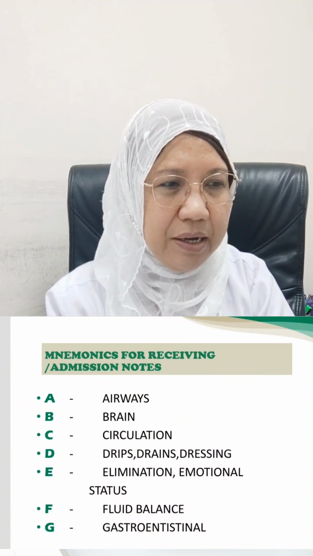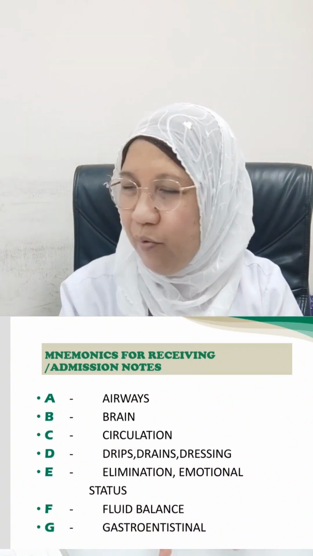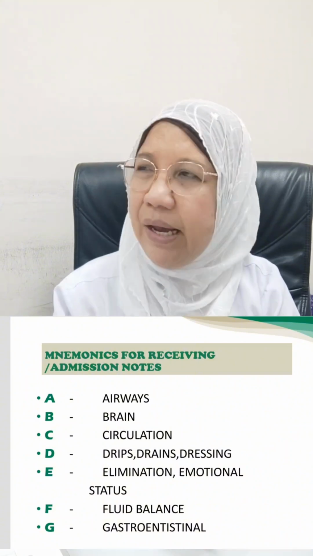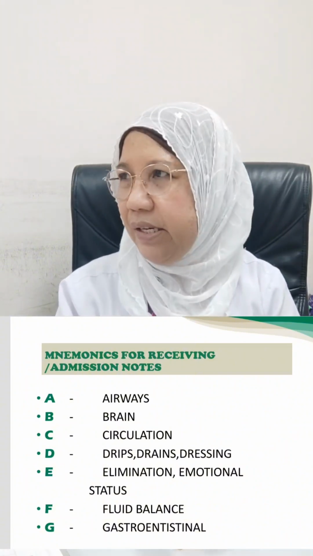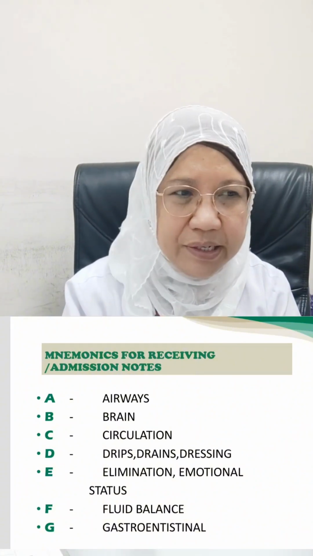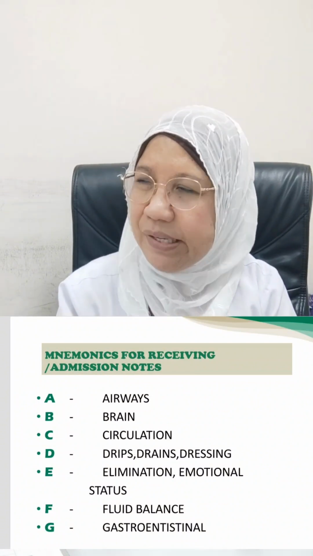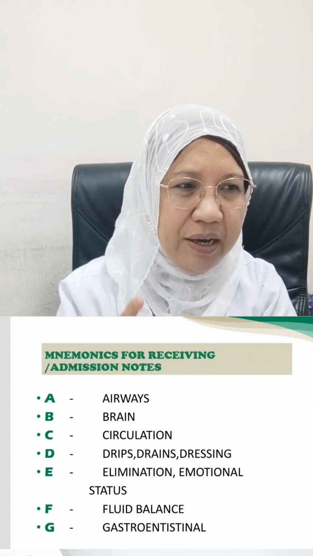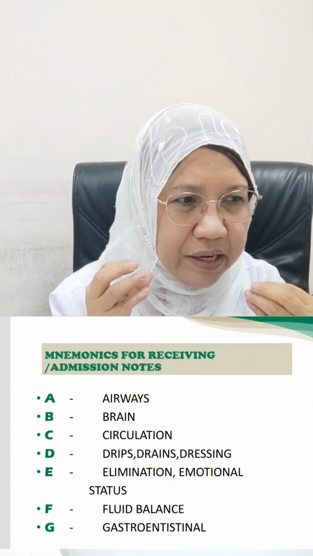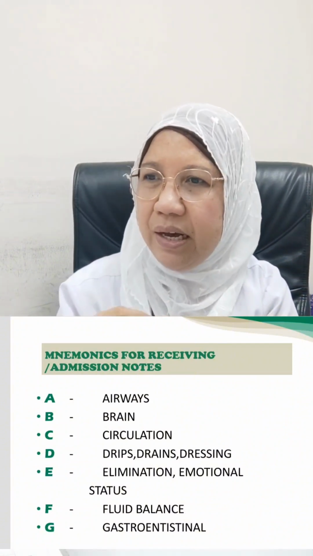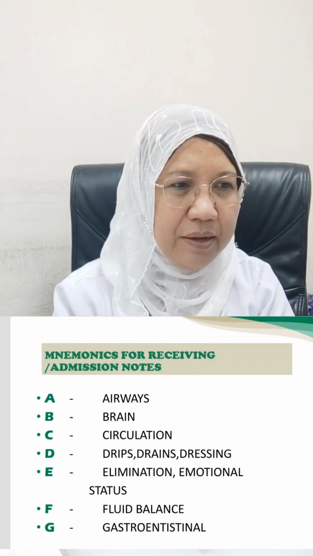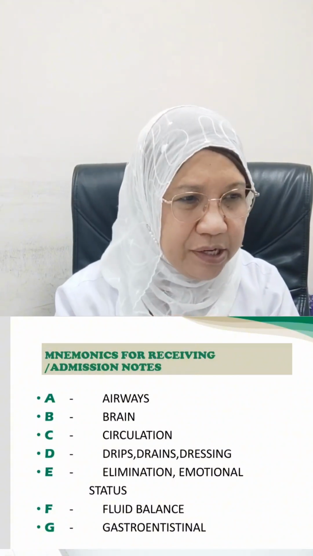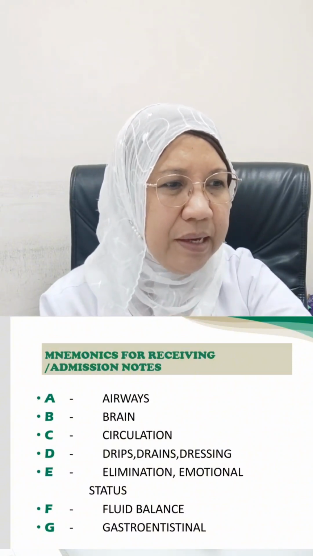See, if there are any drips, when the patient comes to you, you have to assess if there are any drips, any drains, any dressing. So you have to describe all this in your nurse's notes. If it is intact, if there are any signs of infection, if the drips or drains are leaking, whatever. If there is any volume of the pus, of the blood, all these things you have to document, okay?